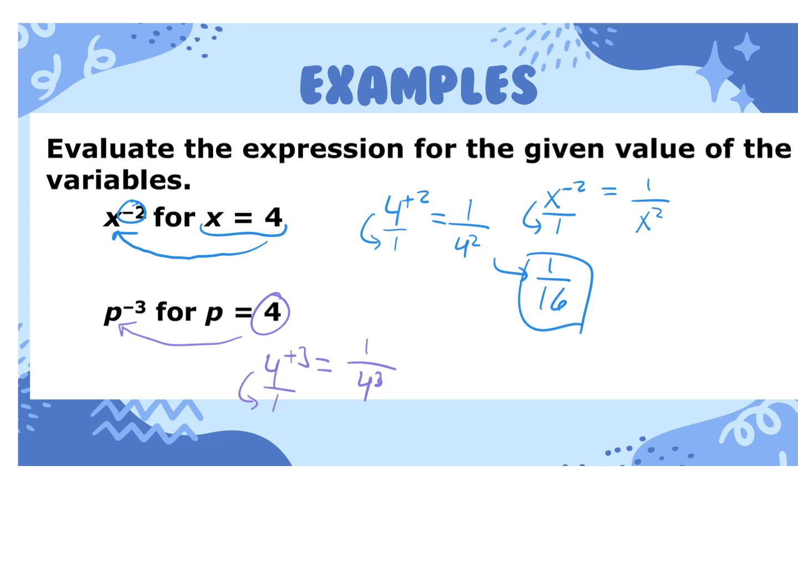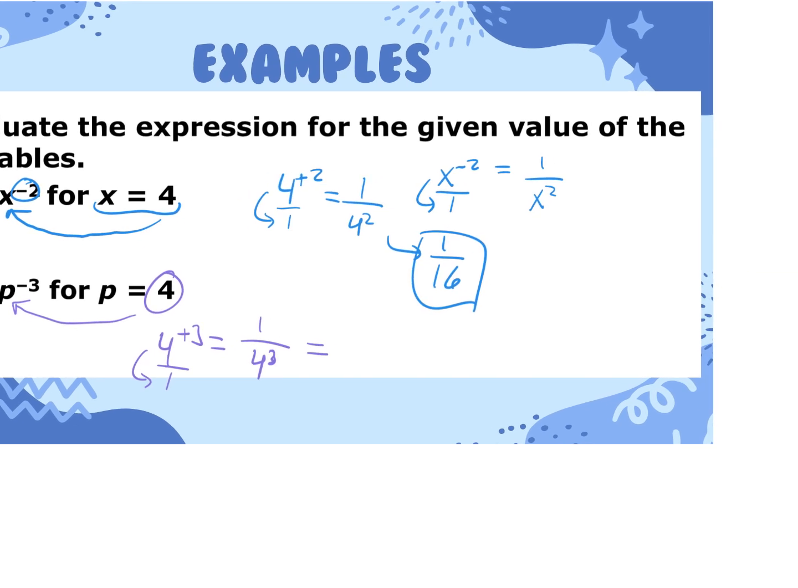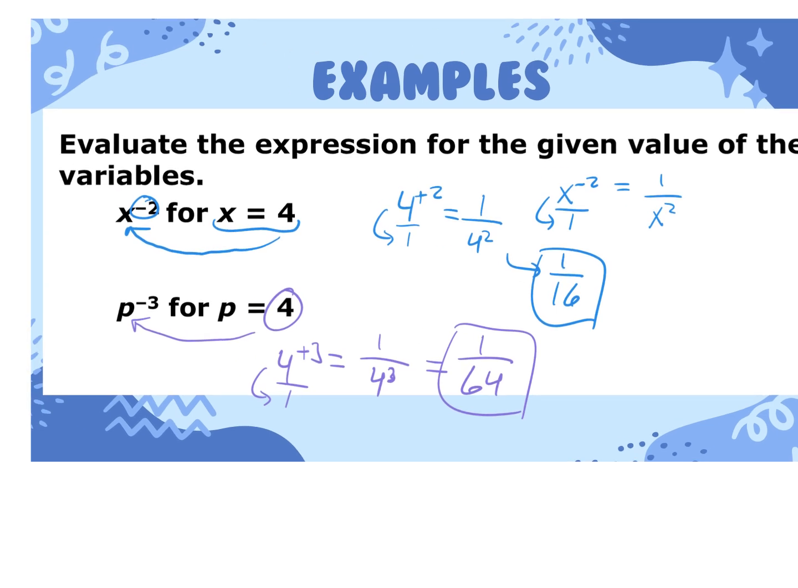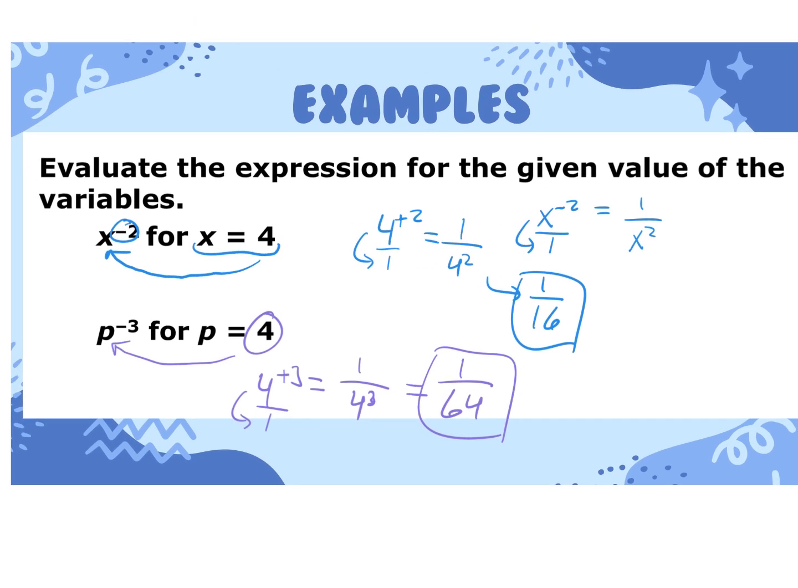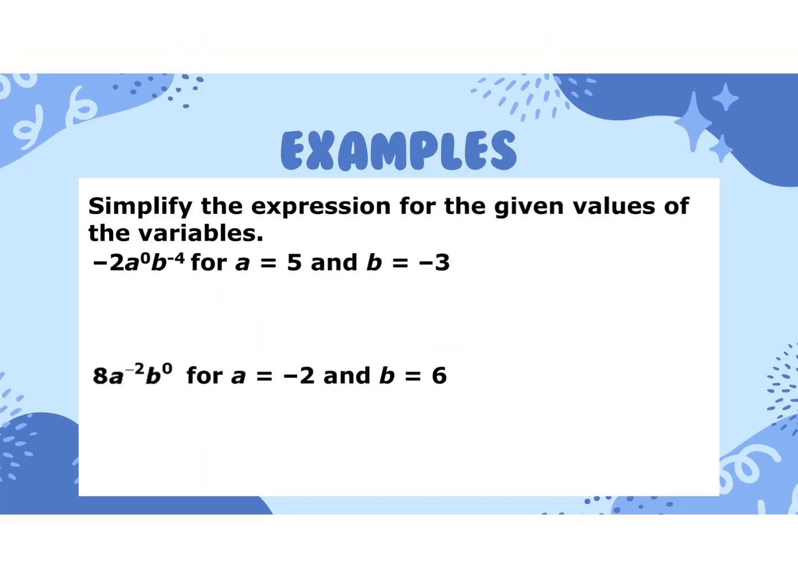And then this negative 3 becomes a positive 3. And then 4 to the positive 3, we had done that in a previous example, right? 4 times 4 times 4 is going to get you 64. All right, so I get 1 over 64. All right, now the examples seem to get a little bit more complicated, but again, all I'm doing is substituting the values that I see.